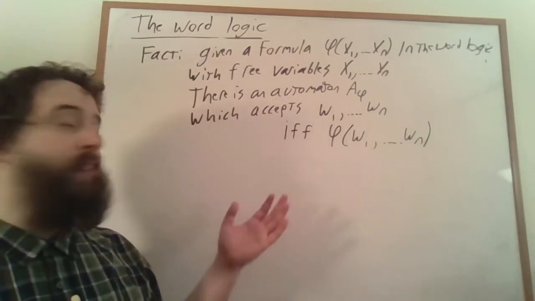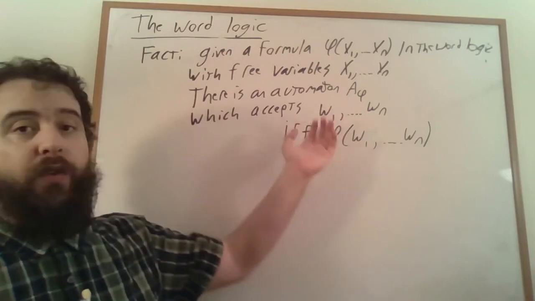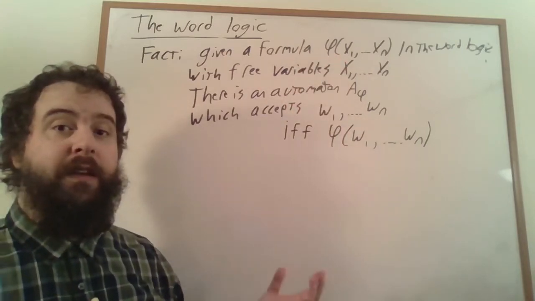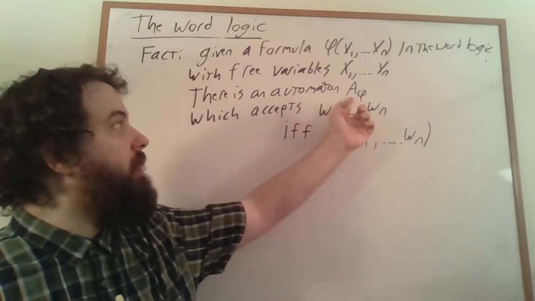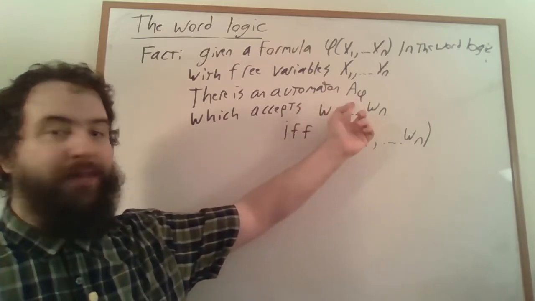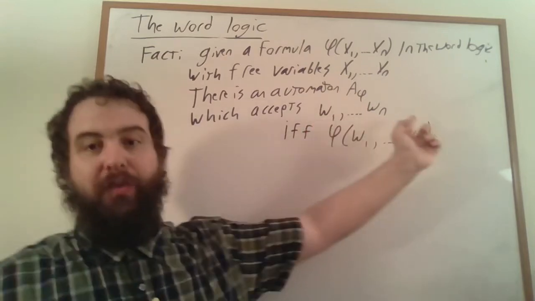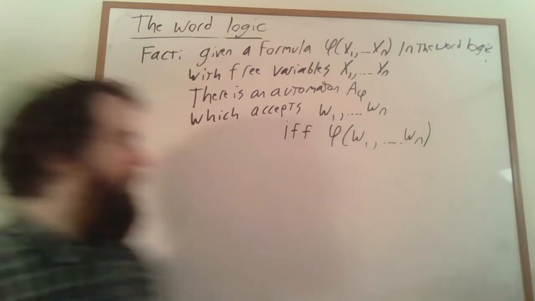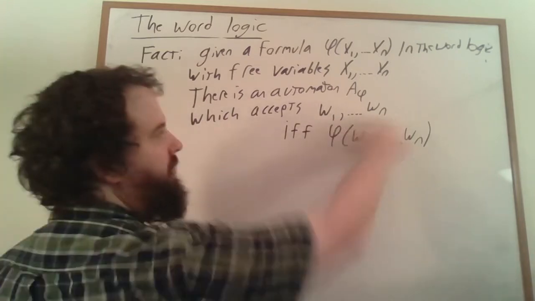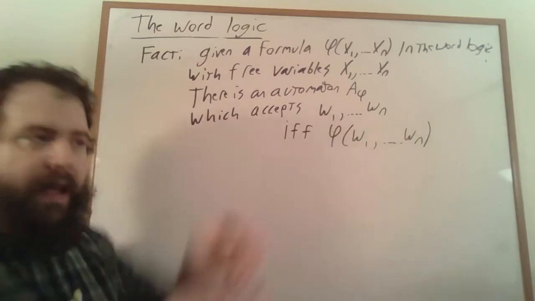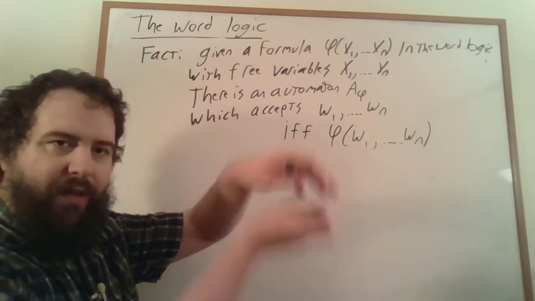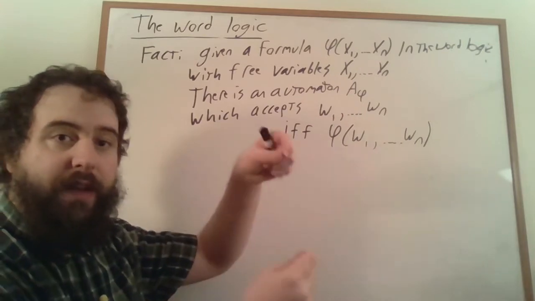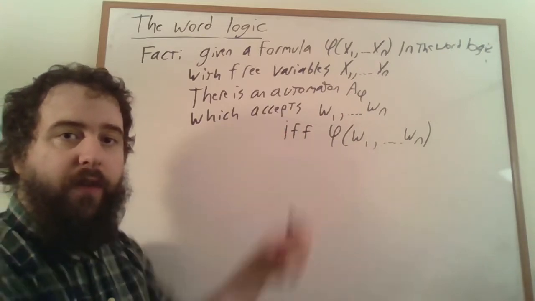What's really interesting is that this fact is true even if we have a formula with no free variables in it. In this case, there's a corresponding automaton that accepts an empty tuple, right? What does it mean to feed in the empty tuple? Well, what does it mean to feed in an arbitrary tuple? It means we take all of our words and we tuple together all of the first characters and tuple together all of the second characters and so on and so forth.